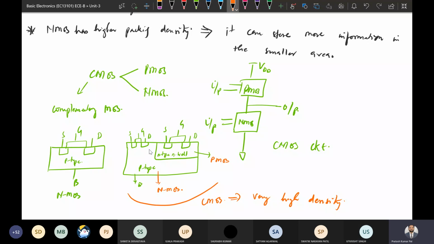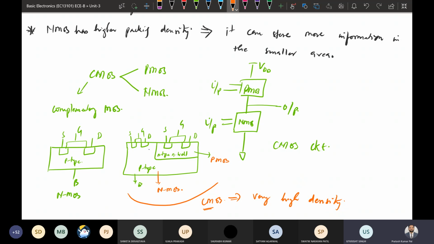Very high density means it can accommodate a large number of transistors on a smaller area. That means it can store more information on less area. That's why CMOS technology is most frequently used for circuit designing in case of low power requirements and also smaller area requirements. So this is all about the basics of MOSFET.